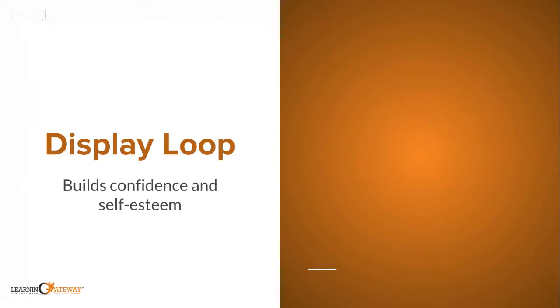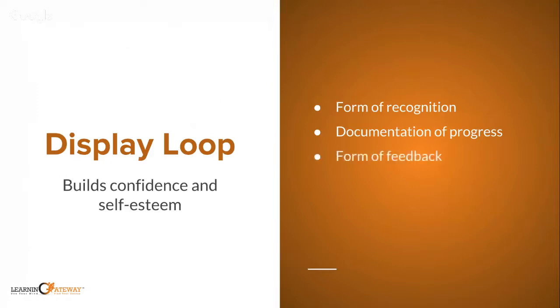A display loop builds confidence and self-esteem. So it's a form of recognition. The cycle of that activity results in some sort of recognition that you've accomplished something. It also is a way of documenting progress. The word display means that the payoff for that loop, the trigger or the call to action, the feedback, includes something that the player can display to indicate that they've achieved something. It documents progress. It's a form of feedback. It can also serve as a wayfinding signal.